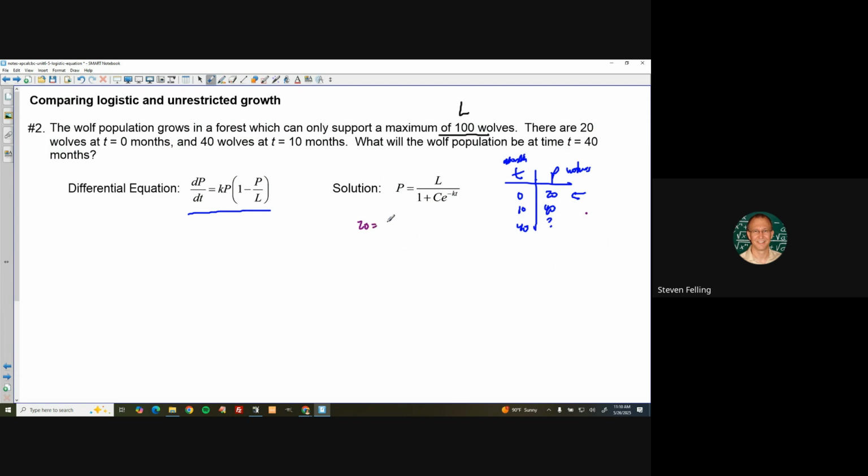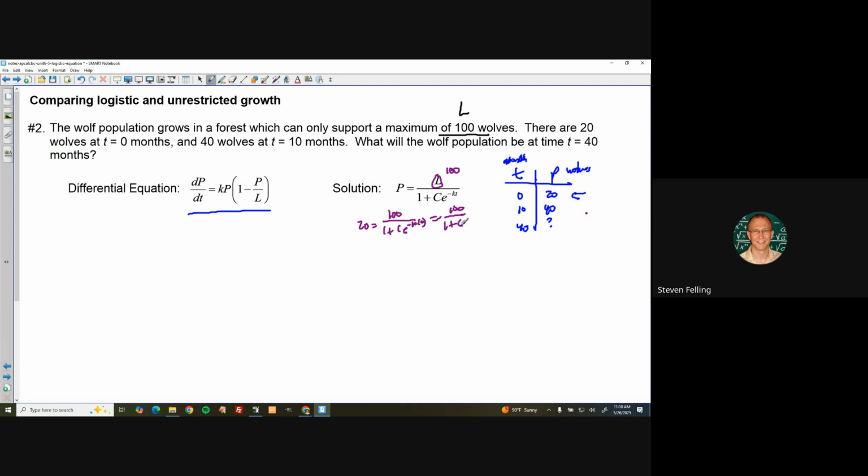Population is 20, and carrying capacity, I can go ahead and fill in. That is going to be 100. This number is 100 from the problem. Maximum number of wolves plus c e to the negative k times 0, which is 100 over 1 plus c, because e to the 0 is 1.